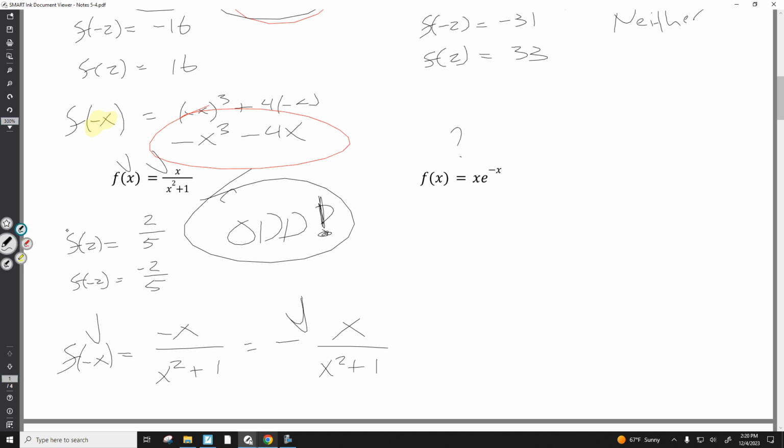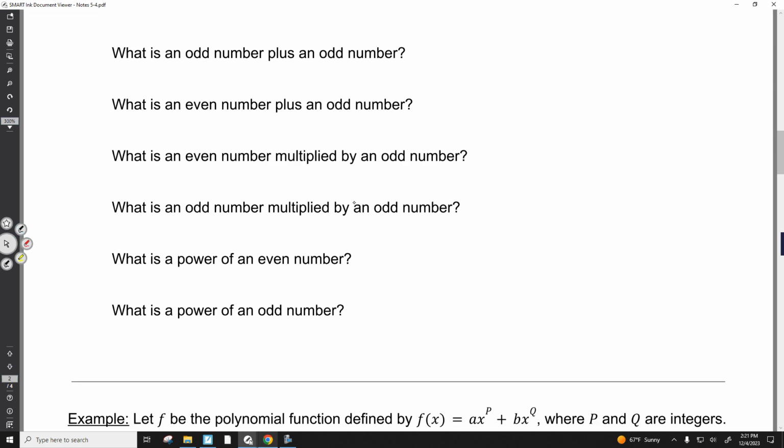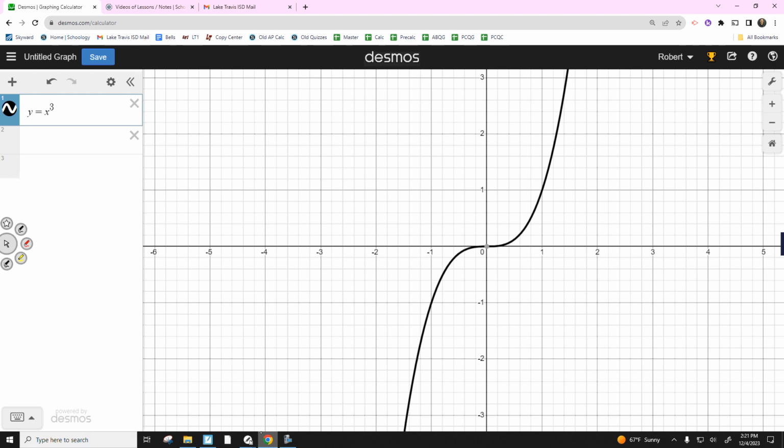Neither is correct. All it takes is one counterexample to know that it's a neither. They look opposite of each other, but you guys know better than that. This is 2 over e squared. This is -2 times e squared. These are not the same. They are not opposites. This is a neither. It's a great example because it looks like they are, but they're not. Symmetry.